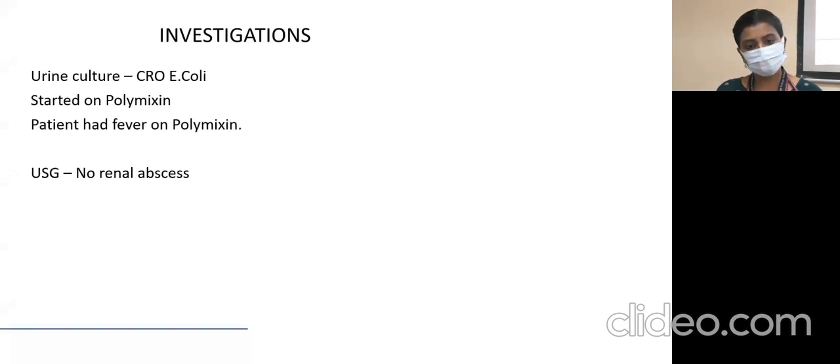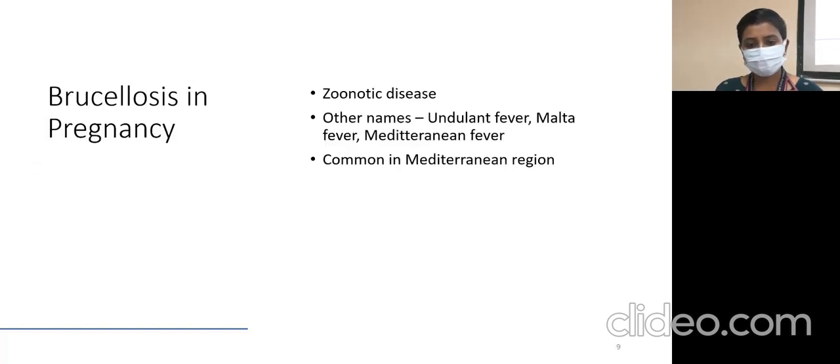So the urine culture showed CRO E. coli, and we started polymyxin. On day 5 of polymyxin, the patient had a persistent fever spike. The USG we did showed no renal abscess, but the blood culture had grown brucella. So my topic will be the approach to brucellosis in pregnancy.